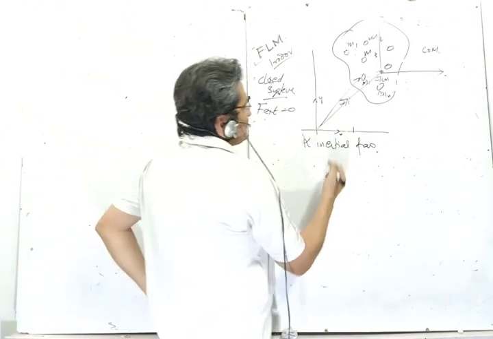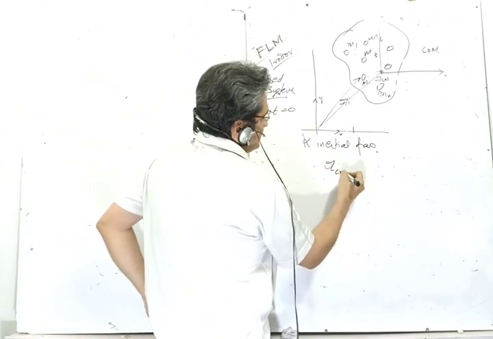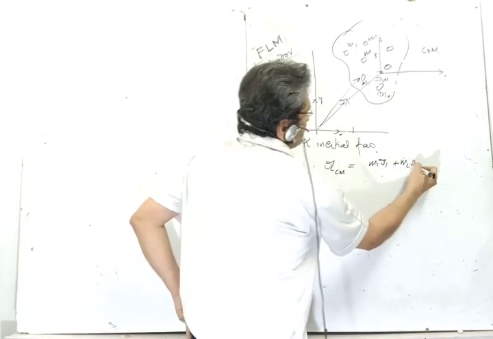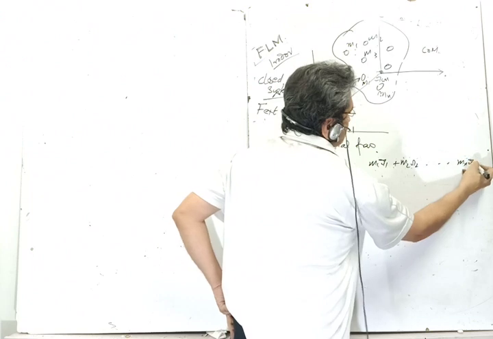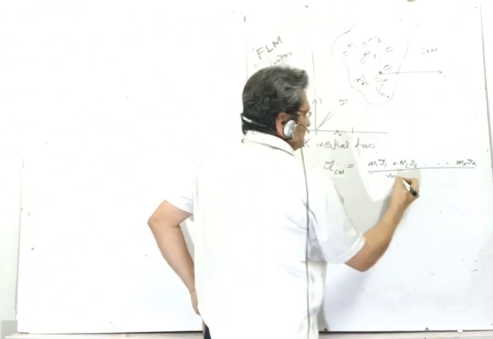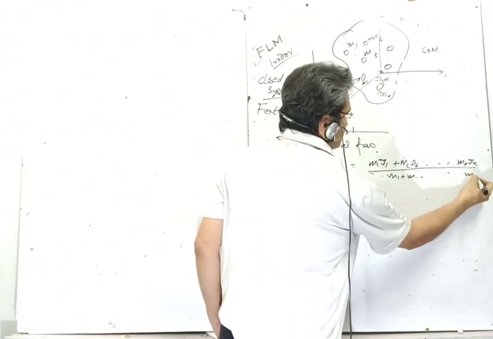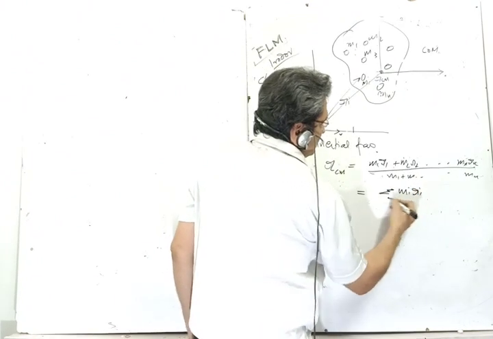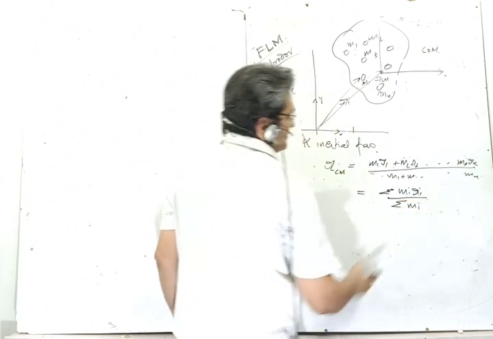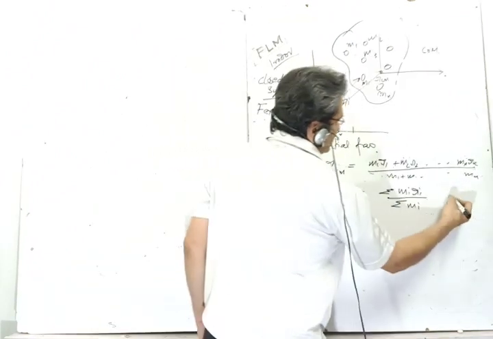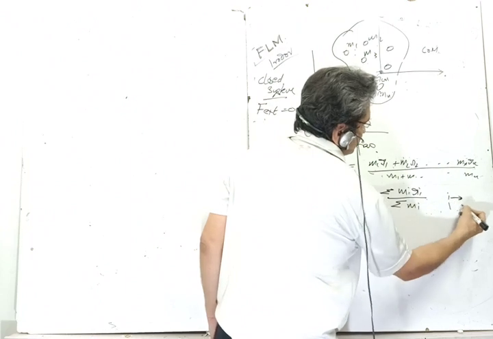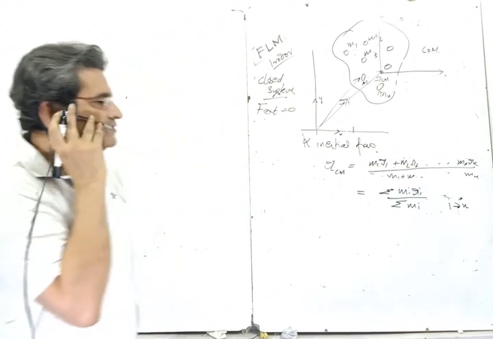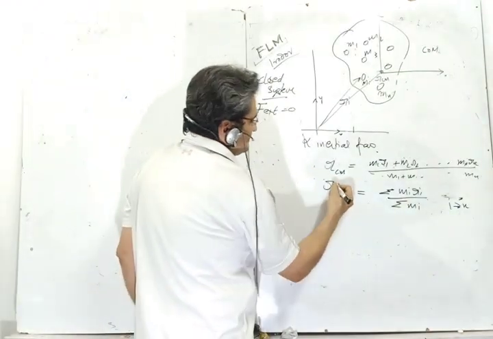Now what is the value of center of mass? So our center of mass is m1 r1 plus m2 r2 up to mn rn upon m1 plus m2 up to mn, and let me write it as sigma mi ri upon sigma mi, where i is going from 1 to n. That is the value of i. So this is my R center of mass.